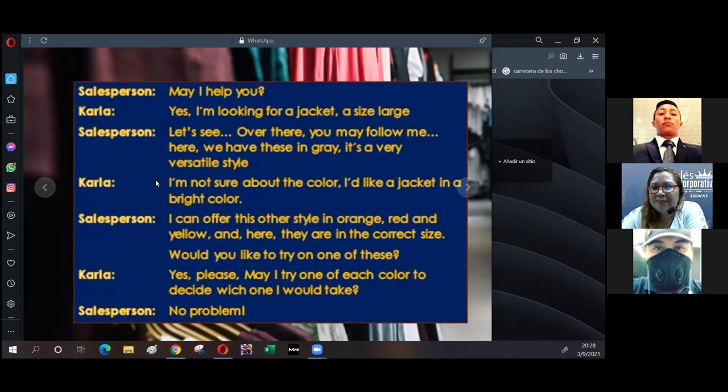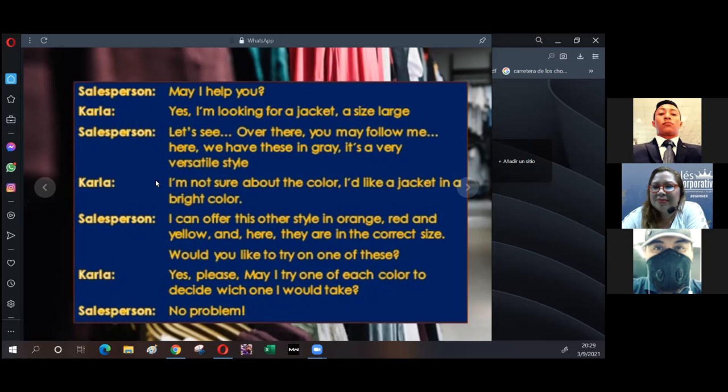Let's see over there. You may follow me. Here we have this in gray. It's a very versatile style. I'm not sure about the color. I'd like a jacket in a bright color. I can offer this other style in orange, red, and yellow. And here they are in the correct size. Would you like to try one of these? Yes, please. May I try one of each color to decide which one I will take? No problem.